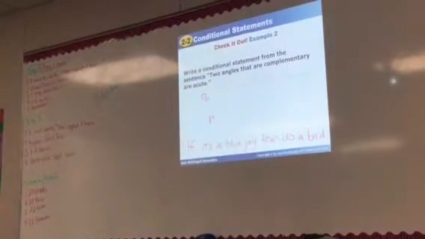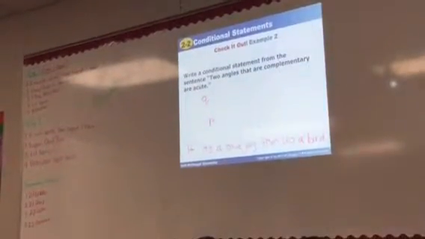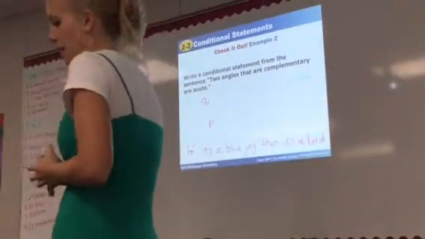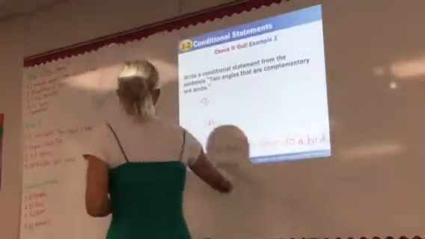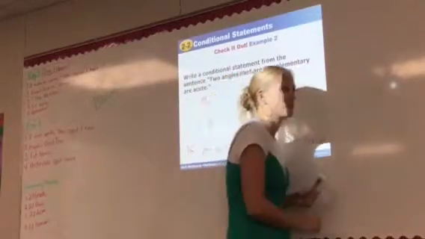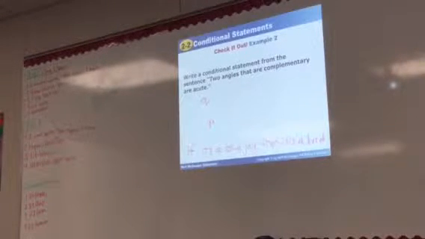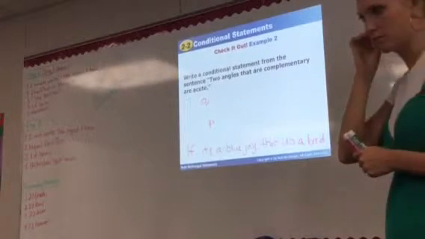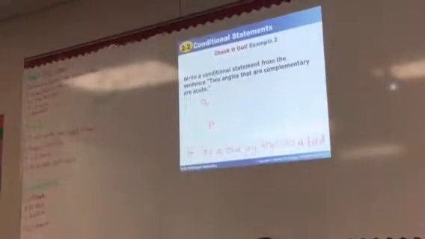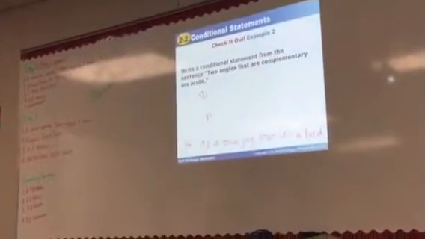Okay? Write a conditional statement from the sentence, two angles that are complementary are acute, which I believe is an OYO on your paper. Yep. So write a statement like this. What is P? What is Q? I want you to see it in an if-then statement. Okay, good, you got it.